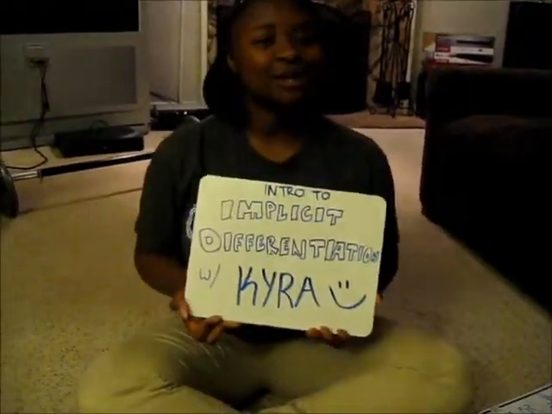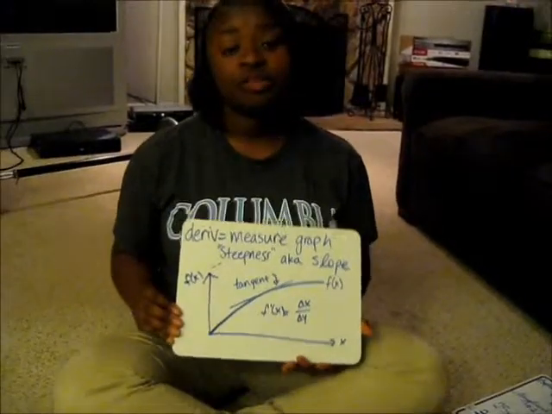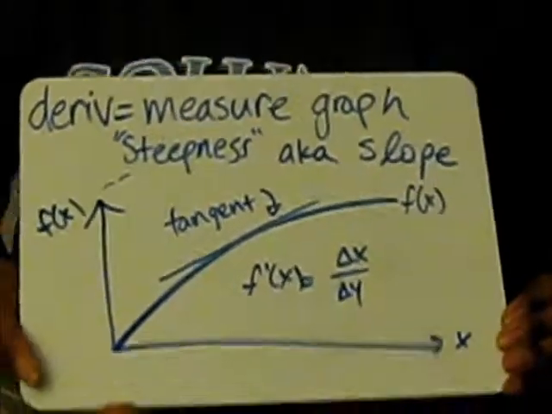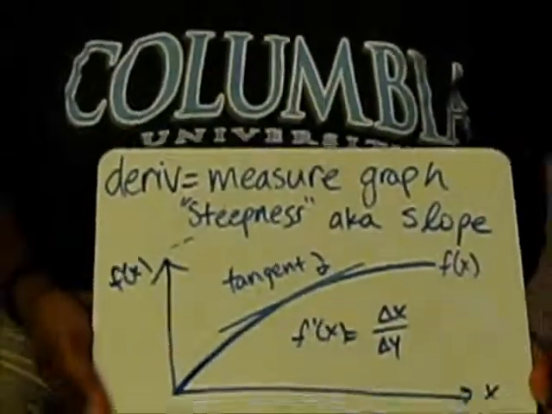Hi, I'm Kyra. I'm in 3rd period AP Calculus, and this is Intro to Implicit Differentiation. First thing you need to know is what a derivative is. Derivatives basically measure the steepness of a line that's tangent to a curve, which means you're kind of looking at the slope.